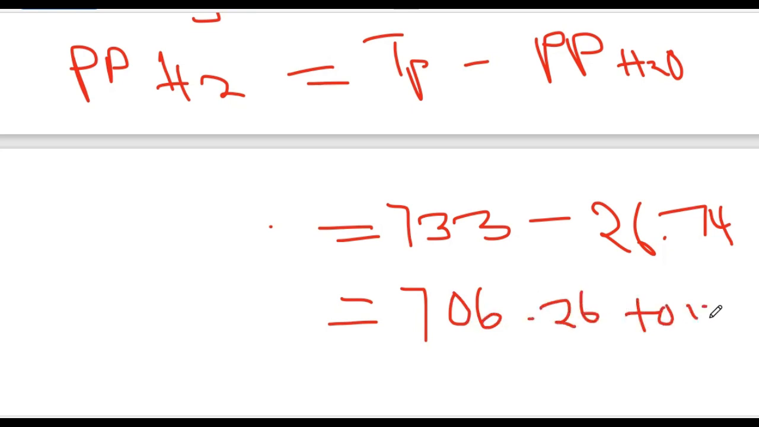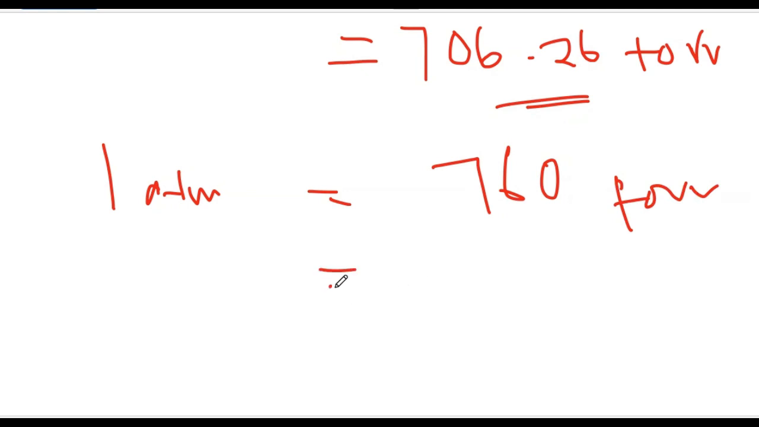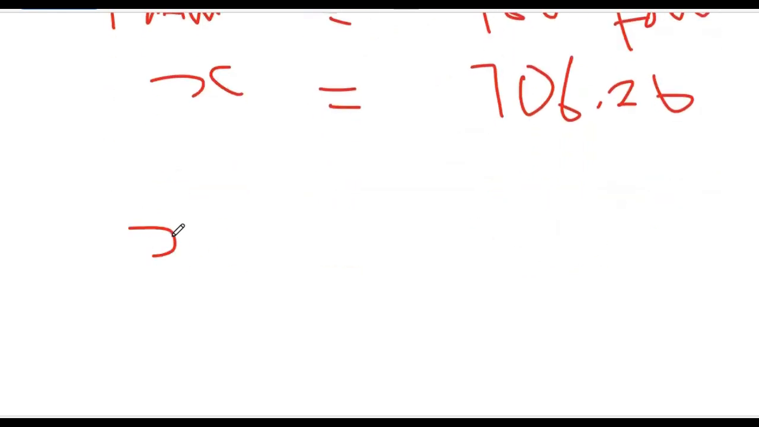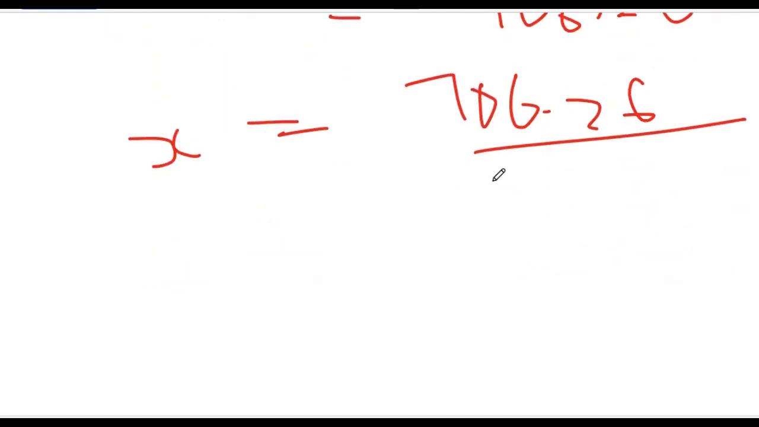You're going to get 706.262. Remember they said our answer should be in atmospheres. So remember the conversion factor, 1 atmosphere is equal to how many torr? 760. So that's what we have, and here we have our 706.26. We're finding our X, so X will simply be equal to this 706.26 divided by 760.